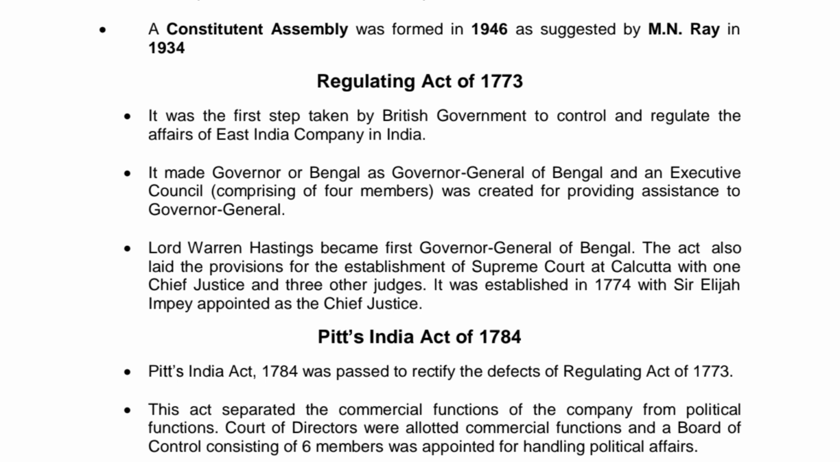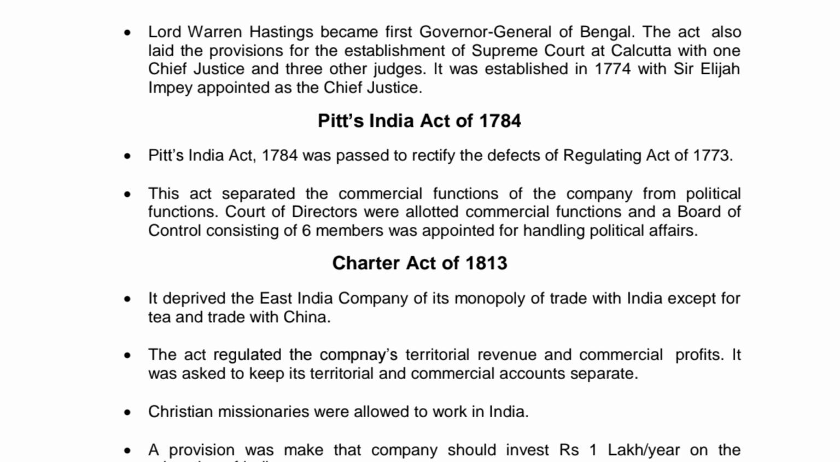Next point is Lord Warren Hastings became the first Governor General of Bengal. The Act also laid the provisions for the establishment of a Supreme Court at Calcutta, with one Chief Justice and three other judges. It was established in 1774 with Sir Elijah Impey appointed as the Chief Justice.